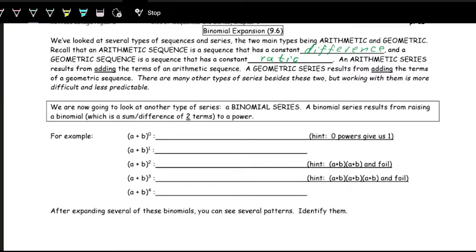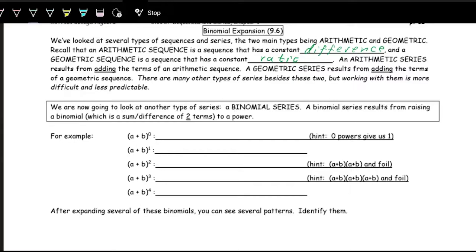And so the series is where you add the terms of a sequence together. So an arithmetic series is adding the terms of an arithmetic sequence. A geometric series is adding the terms from a geometric sequence. And we have nice formulas for those. And there are lots of different types of sequences. One we're going to look at is the binomial, and we're actually going to be looking at the binomial series.